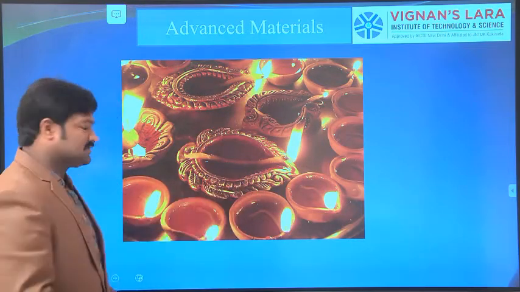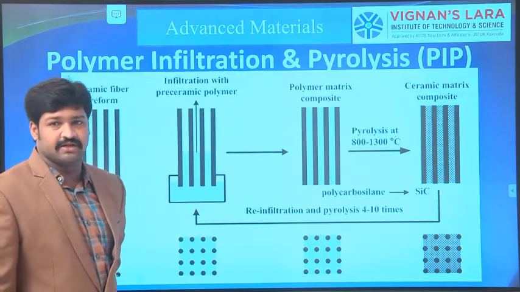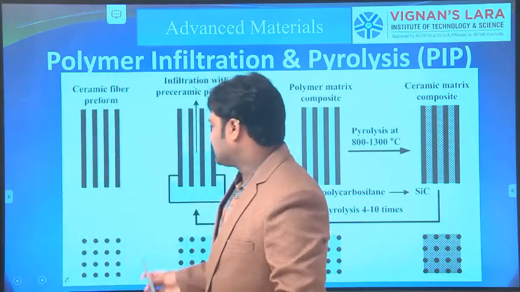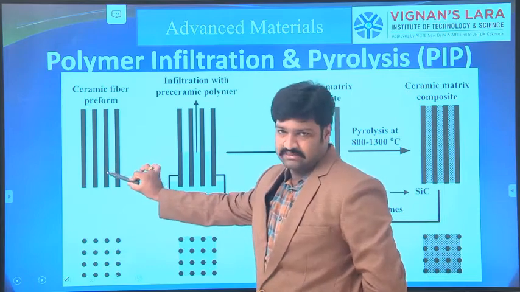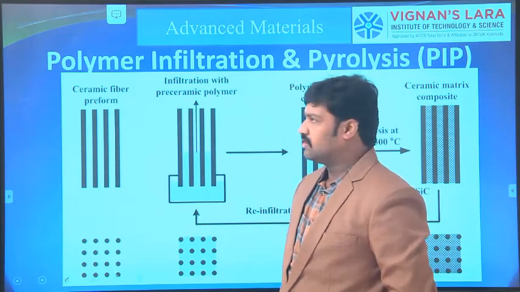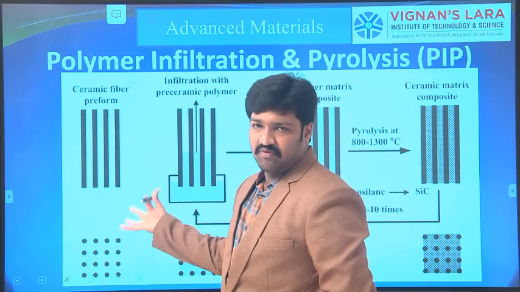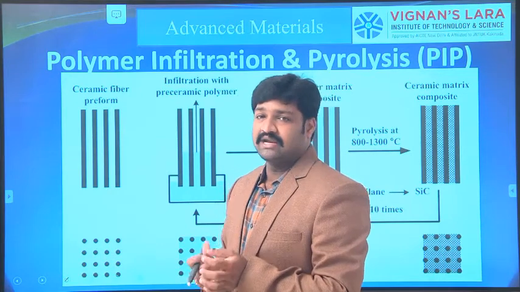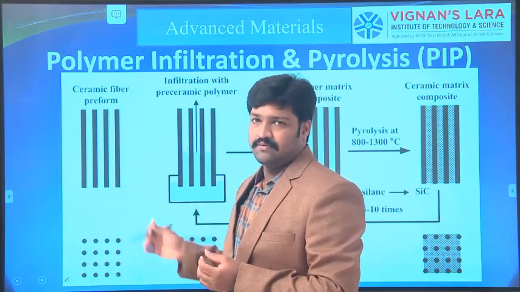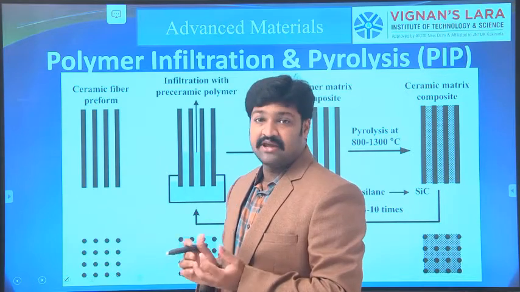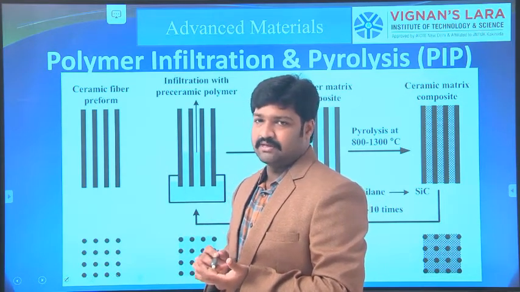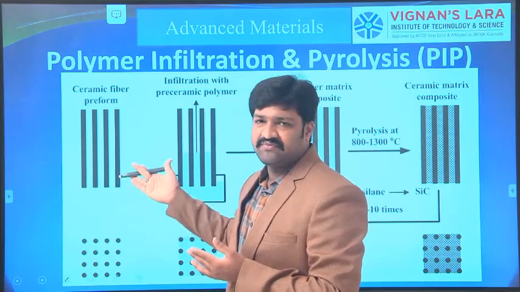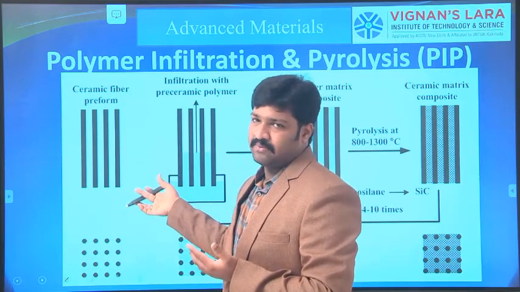Similarly, the same process is used in the pyrolysis method, polymer infiltration and pyrolysis. Here we are using the same principle. Initially we take the fibers or the reinforcement preform. It might be individual fibers or a woven mat or whatever it is. Depending upon the size, shape and application, we can decide any form of reinforcement material. It might be particulates, fibers or a woven fabric. Depending upon the shape, the application and the required property, we can use different types of reinforcements.